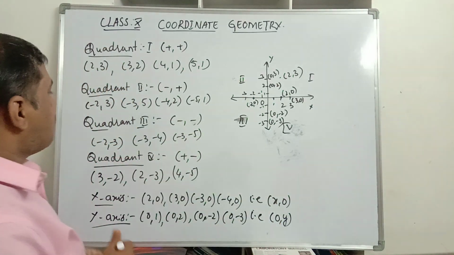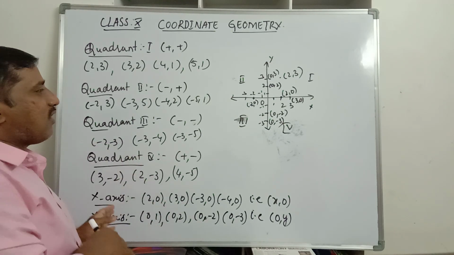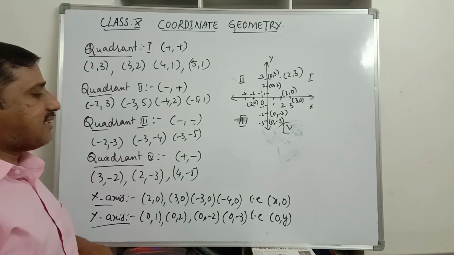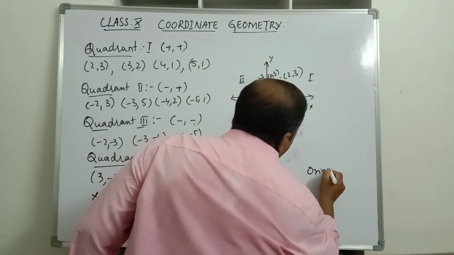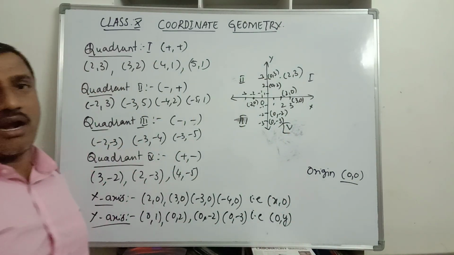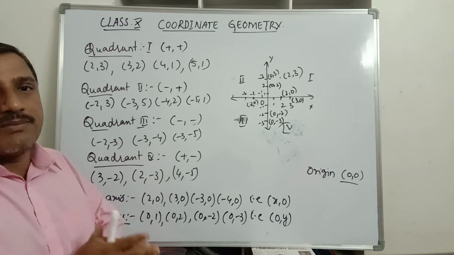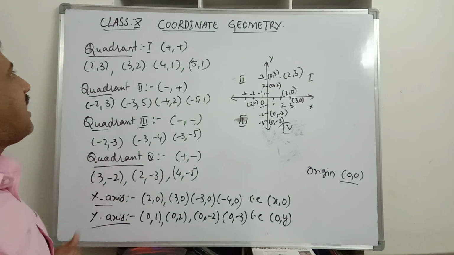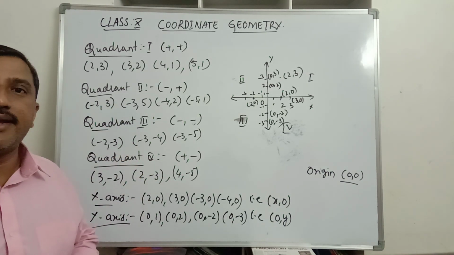So these are a few examples of points lying on the first quadrant, second quadrant, third quadrant, or fourth quadrant, or on the x-axis, or on the y-axis. As I told, what are the origin coordinates? Origin coordinates are (0, 0). Now we will discuss the distance between 2 points. Distance between 2 points we will discuss in detail in the form of the distance formula. Is it clear, children? Yes.